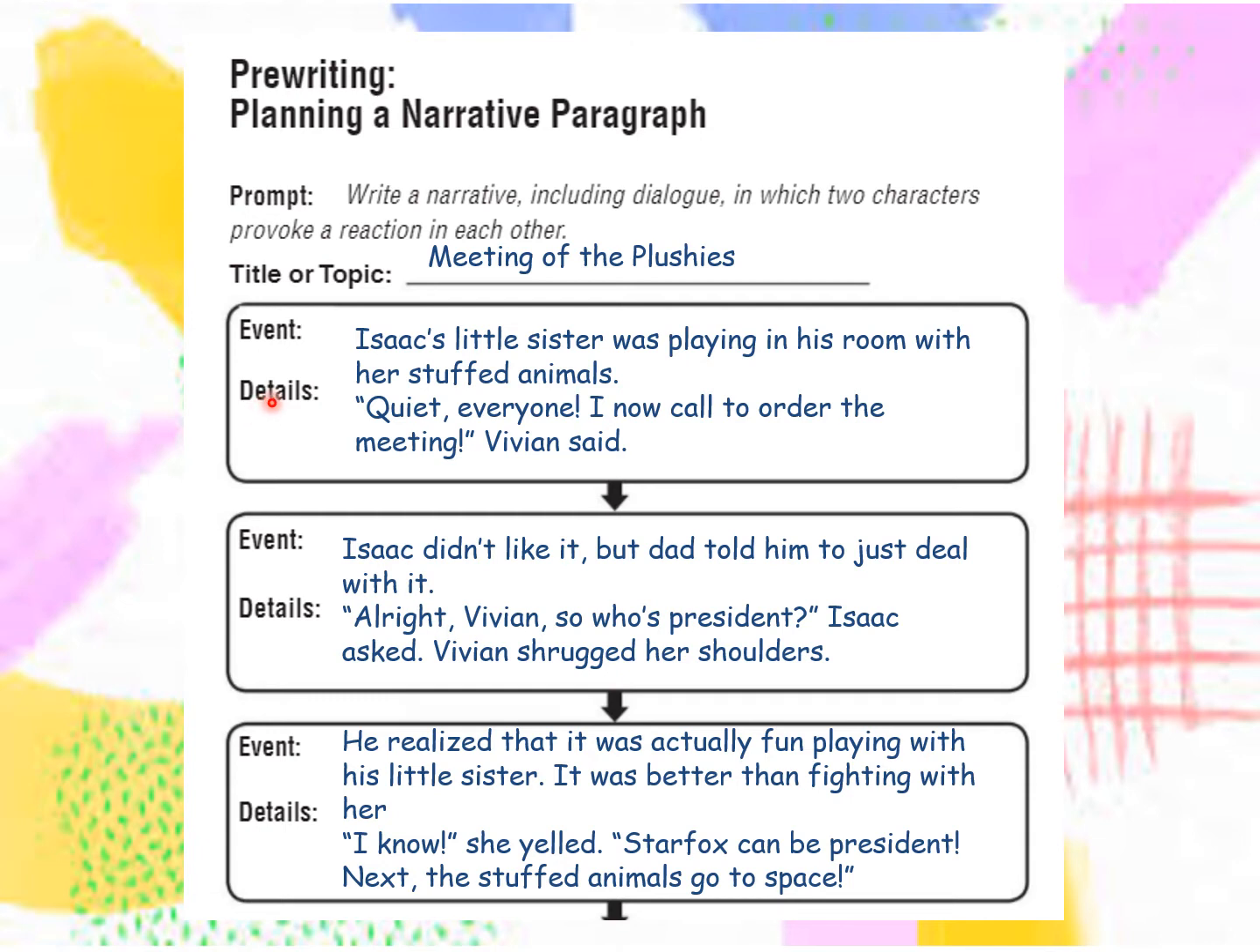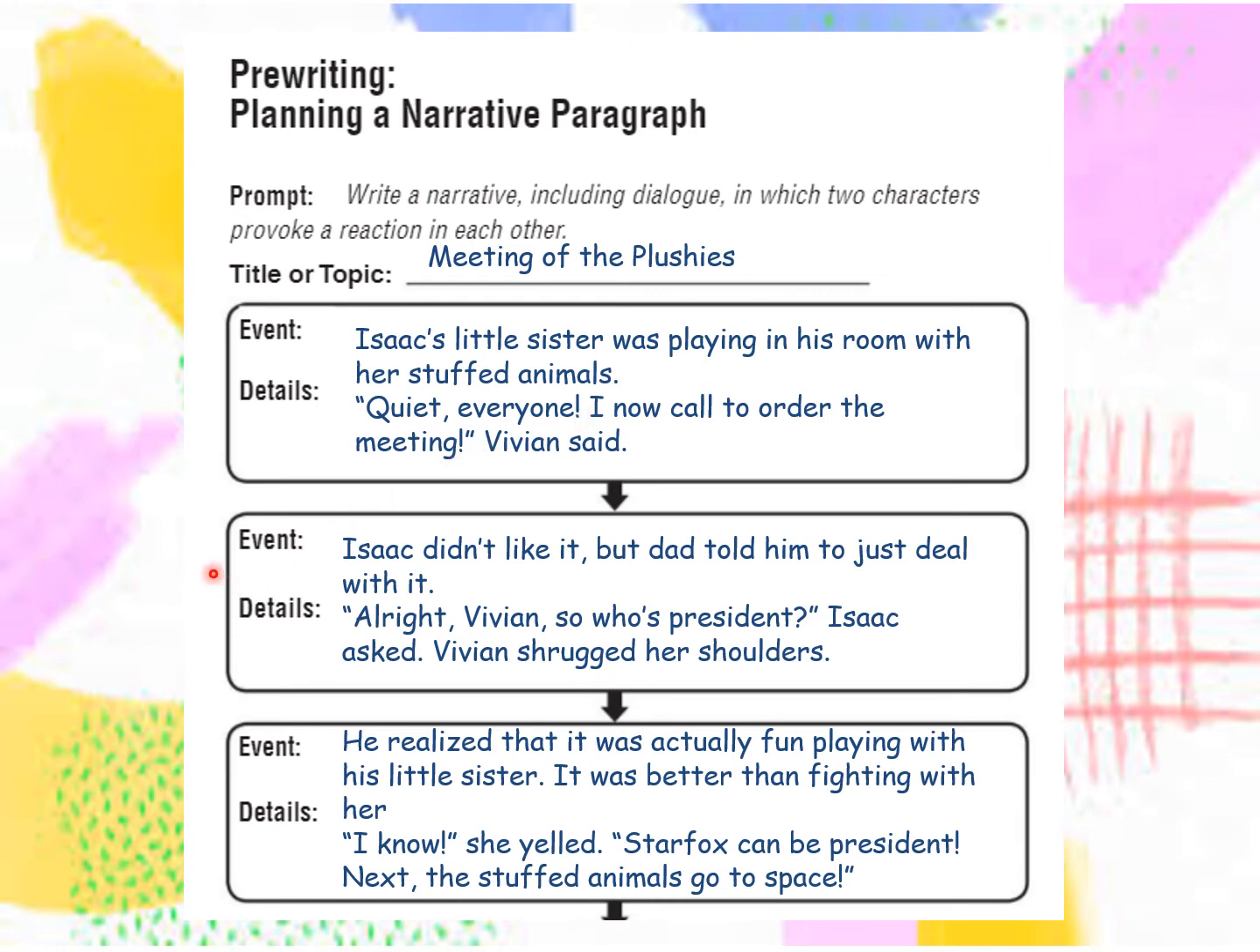So in the beginning or at the start of your narrative, let's say that you have this dialogue. "Quiet, everyone. I now call to order the meeting," Vivian said. Don't forget that you have to enclose the direct speech or the exact words of the character with open and close quotation marks. And based on the emotion of the character, you have to use the proper punctuation marks.